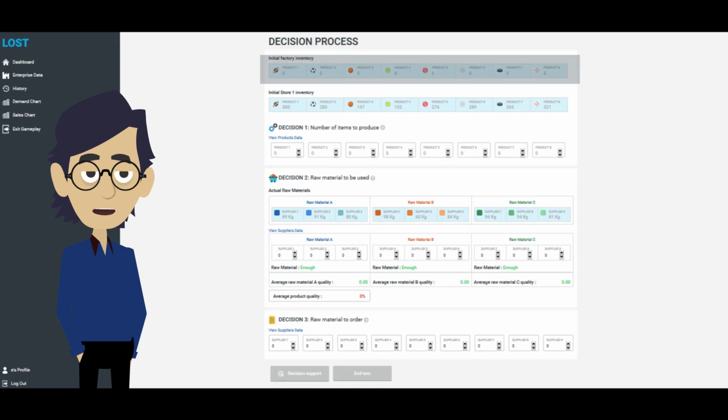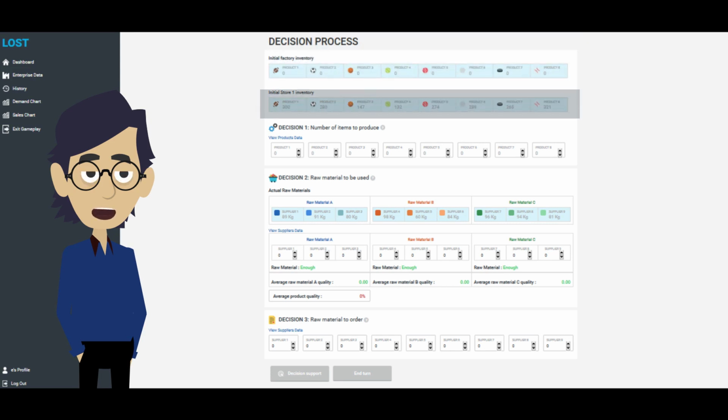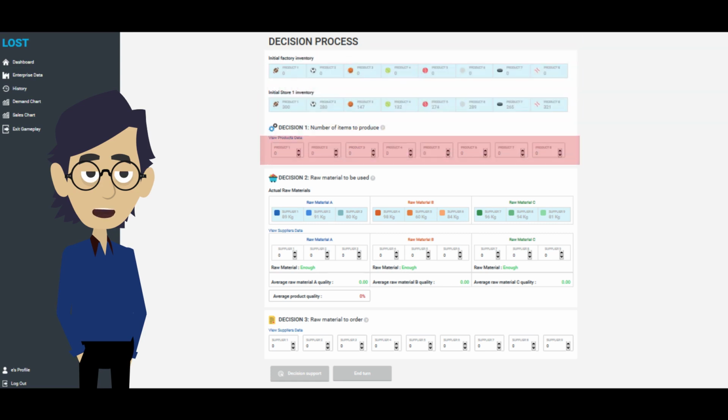The first row shows the inventory units you have in the factory this week. The second row shows the number of units you have in the store at the beginning of the week. In the third line you must make your first decision. How many units of each item will be produced this week? Remember to consider the machine's time constraints.